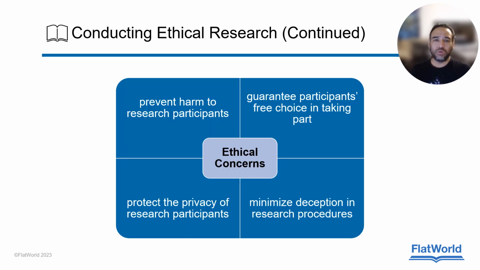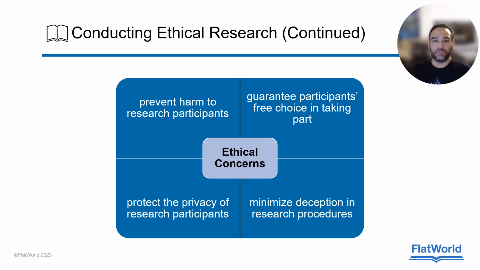So let's go into another one of these graphs, where we talk about four areas that lead to ethical concerns. You see them, going clockwise: prevent harm to research participants, guarantee participants free choice, minimize deception, and protect the privacy of the research participants.